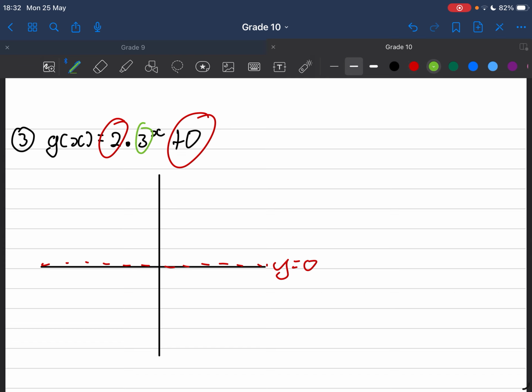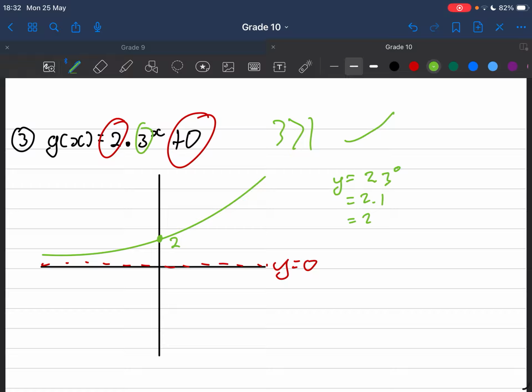My shape, well, that's bigger than 1, so that means it's an increasing shape. So I need to draw an increasing exponential graph. I'll need my y-intercept. So y is equal to 2 times 3 to the power 0. So y is equal to 2 times 1. So it's 2. So my y-intercept is going to be 2 in this case.